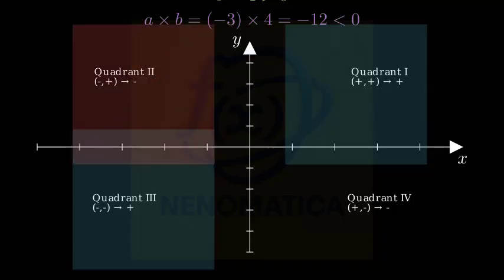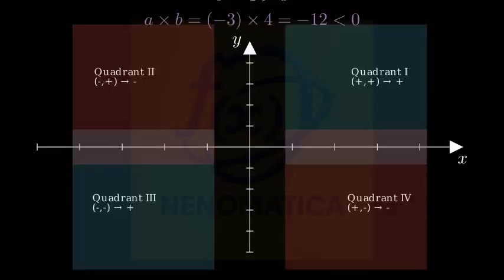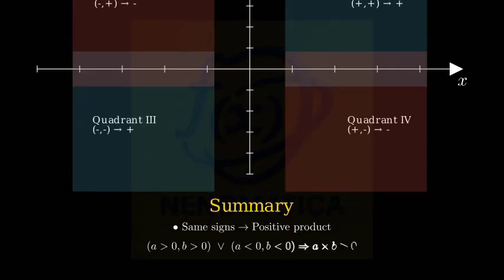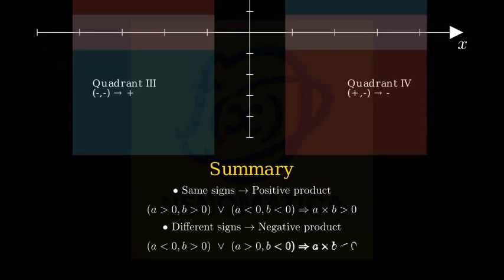In summary, the seventh property of inequality states that if a and b have the same sign, both positive or both negative, then their product a times b is positive. If a and b have different signs, one positive and one negative, then their product a times b is negative. This property is fundamental in algebra and helps us determine the sign of a product without actually calculating the value. This is especially useful when working with inequalities and analyzing the behavior of functions.